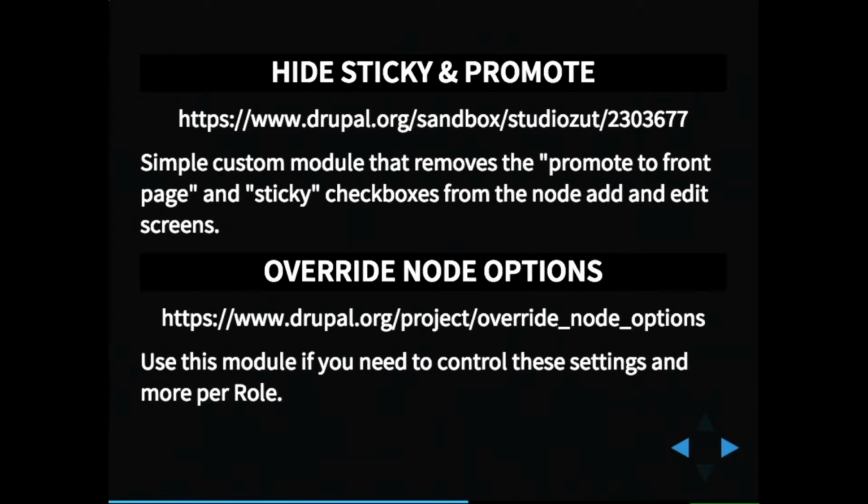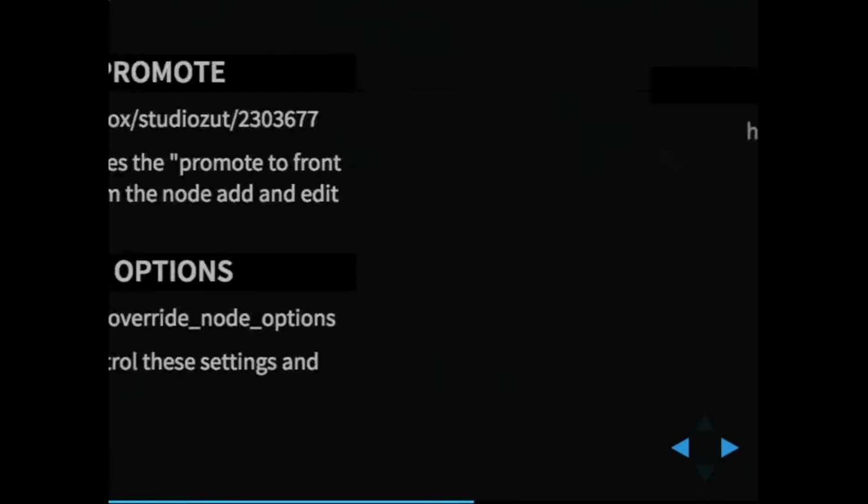There's another more complicated module called Override Node Options. This module gives a little bit more control, and you can hide them per role. So if you have something on a node that you only want the webmaster to see and not the author, or vice versa, you can use that module to set that.